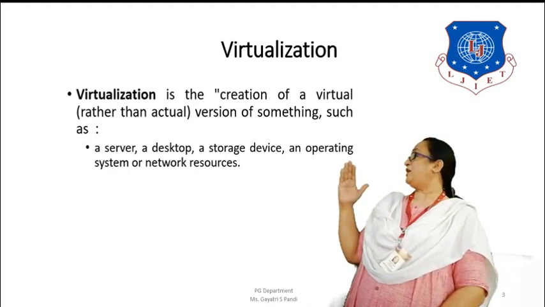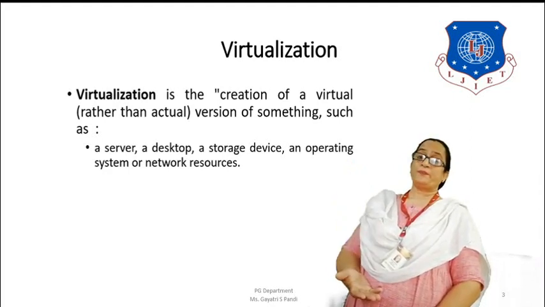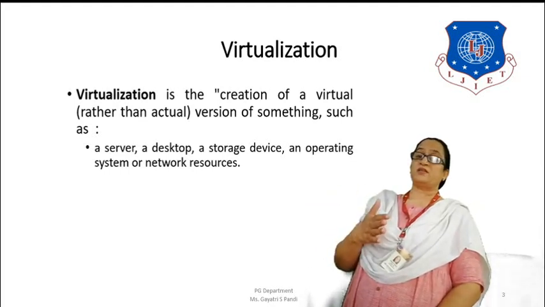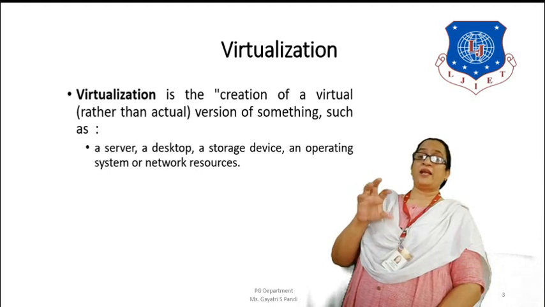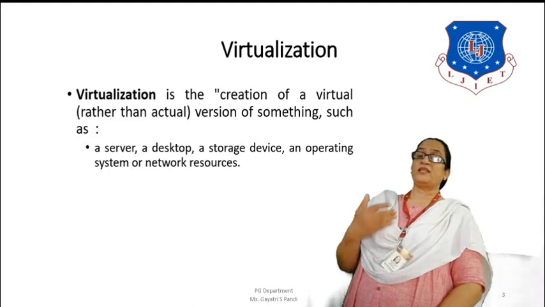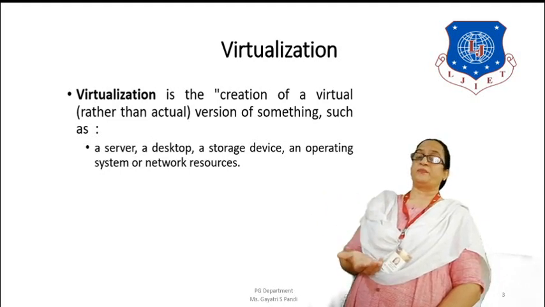For example, in cloud you'll have a server, a desktop, a storage device, and an operating system that also can be virtual. When you talk of virtual machines, the OS installed, the guest OS, is actually a virtual operating system, and certain network resources. For example, virtual networking is an example of network resources under virtualization.